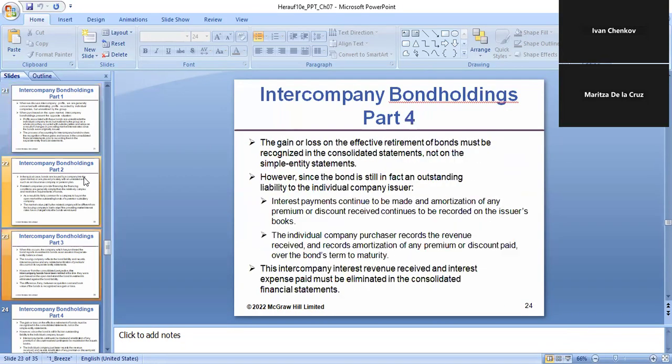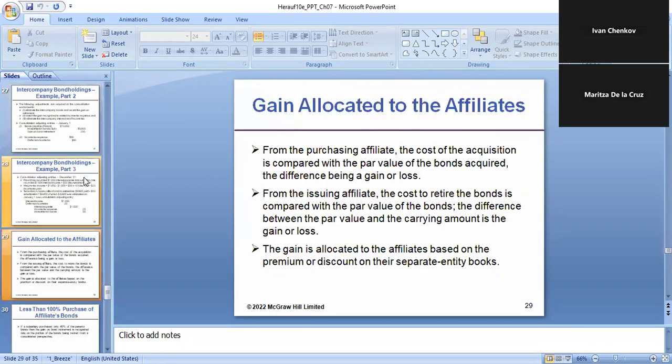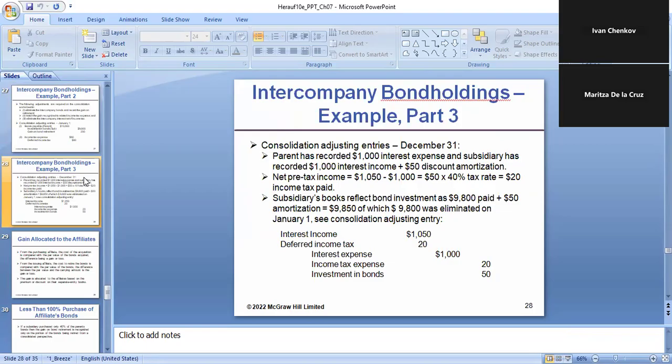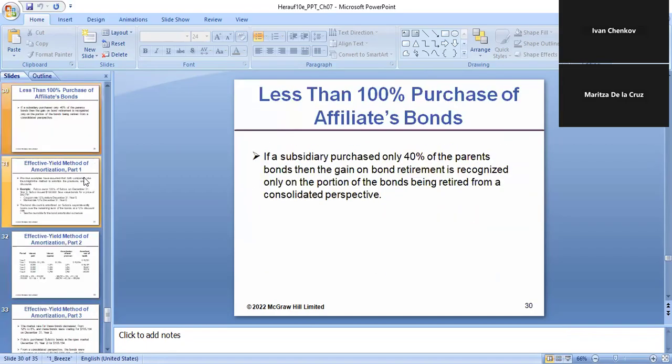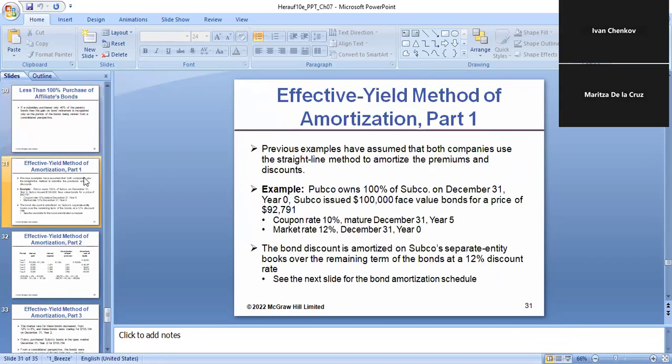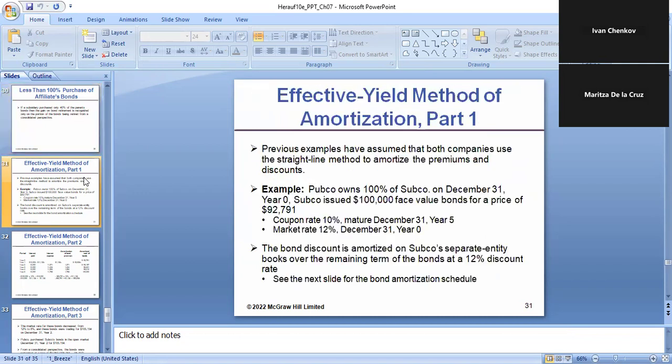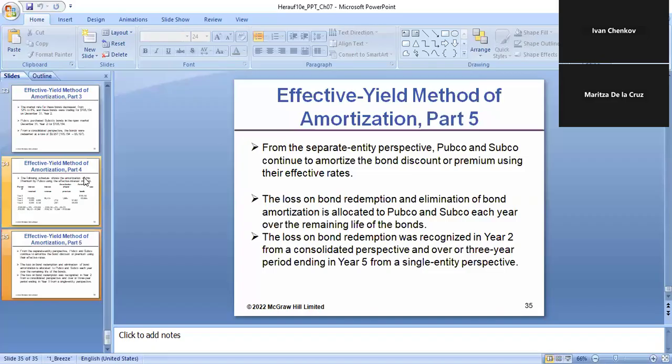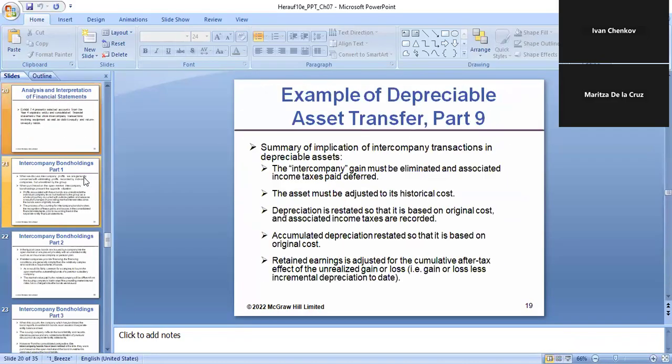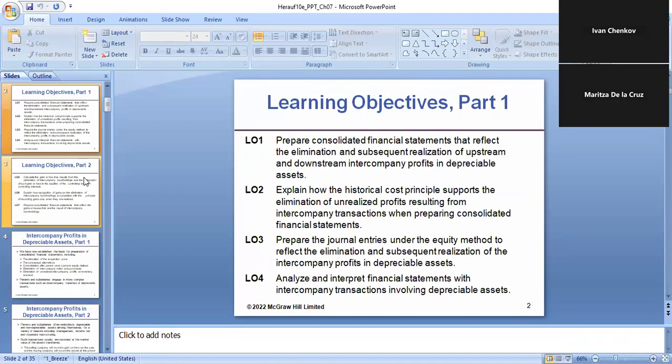Intercompany bonding, I'm not going to go over the intercompany bonding, so don't worry about it. And also the affiliated bonds, I'm not going to spend time on affiliated bonds. The only thing that I wanted you to know is the depreciable assets, and that's all.